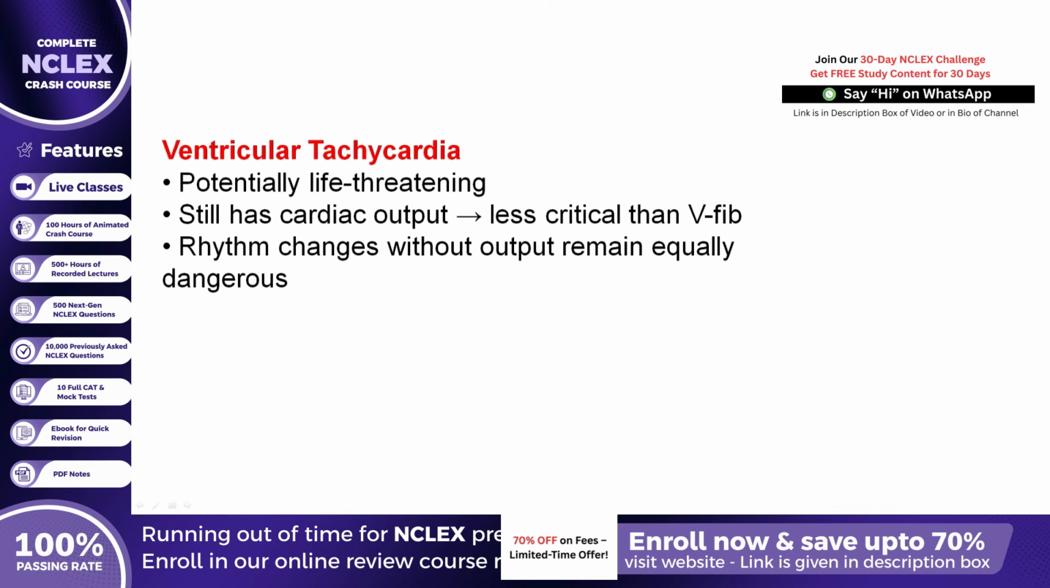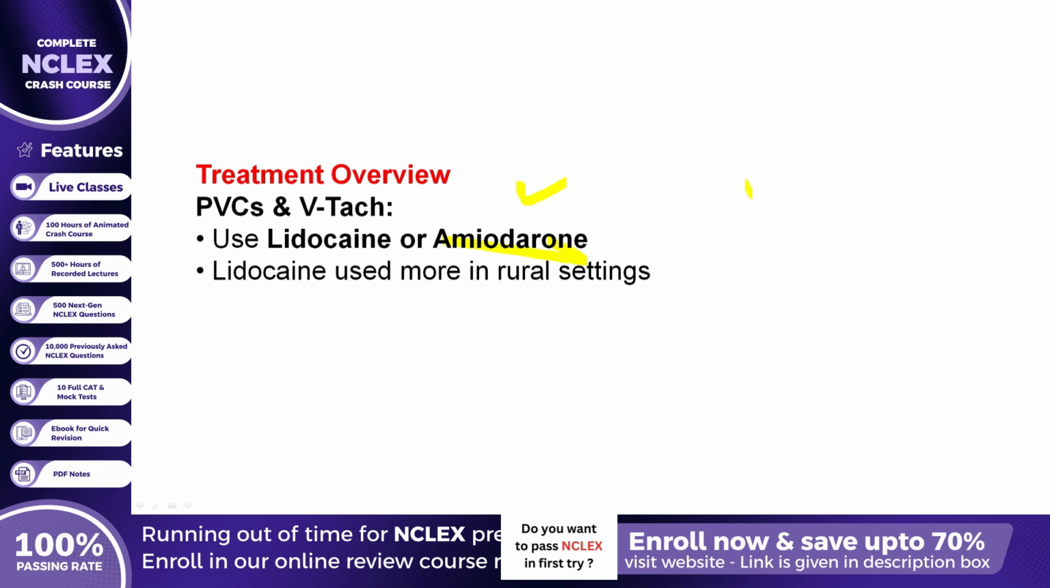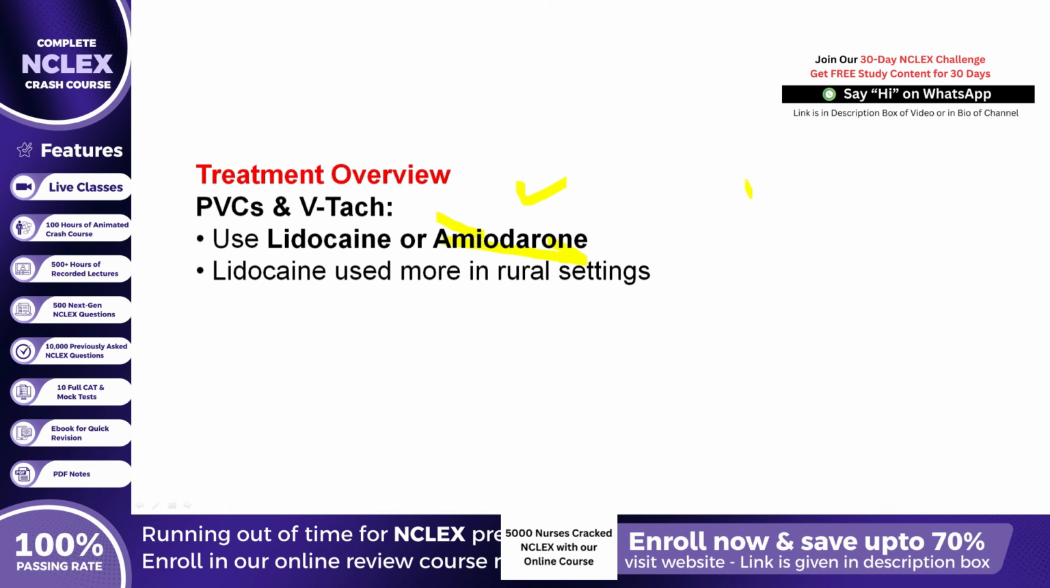When we talk about treatment, premature ventricular contractions and ventricular tachycardia are managed using lidocaine or amiodarone. Lidocaine is used more commonly in rural settings. For supraventricular arrhythmias, which are atrial in nature, we follow the ABCD approach. A stands for Adenocard or adenosine. This medication is given as a rapid intravenous push in less than 8 seconds, followed immediately by a flush. It should be administered through a large vein. It may cause a brief episode of asystole, which is expected.